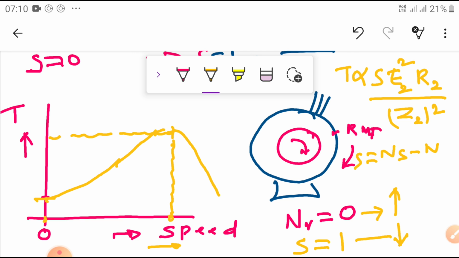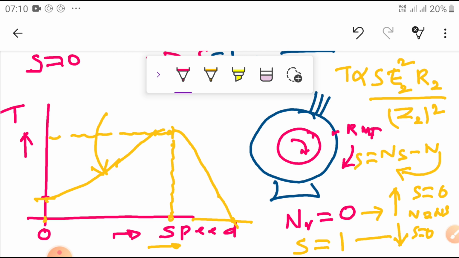After that, the torque decreases linearly and becomes 0 once the rotor speed nr equals the synchronous speed. At that condition, S becomes 0. That means n becomes ns and S becomes 0. Then it is slowly decreasing. We have already seen what this is called. This is known as the rectangular hyperbola.